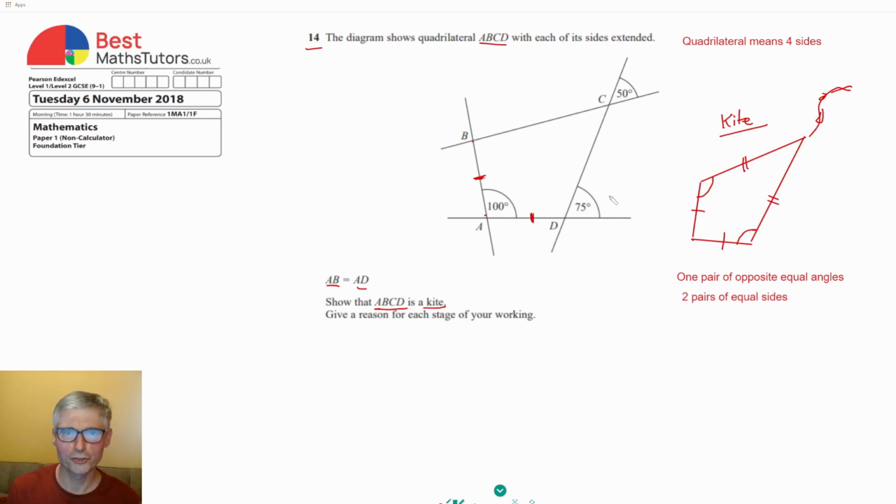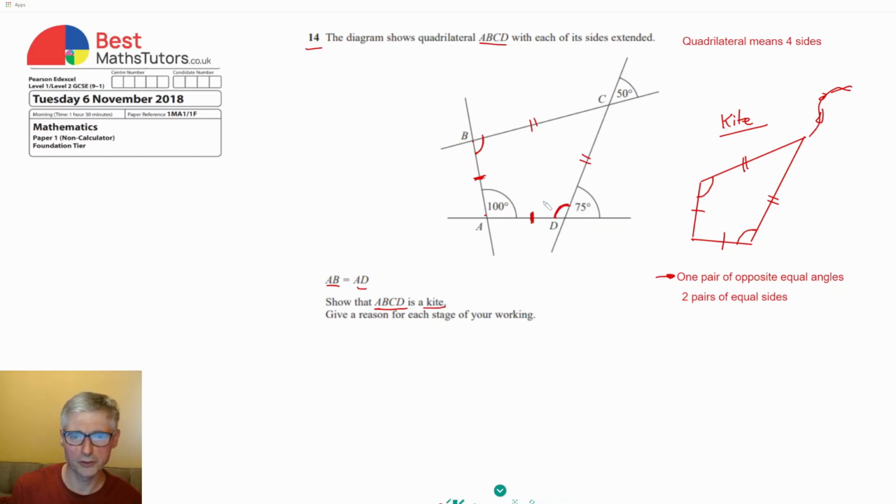In our case, in order to prove that it is a kite, since we have been told that we've got two equal sides in length, all we actually need to do is prove that this angle is equal to this angle, because that's the pair of opposite equal angles. And then if those were equal, it would have to be the case that those two were equal to each other. So all we need to do is show that these opposite angles are equal to each other.